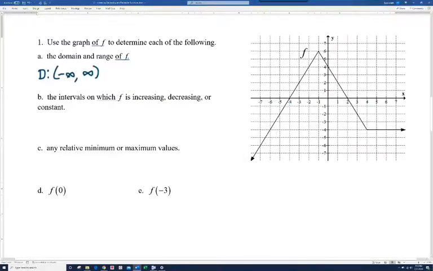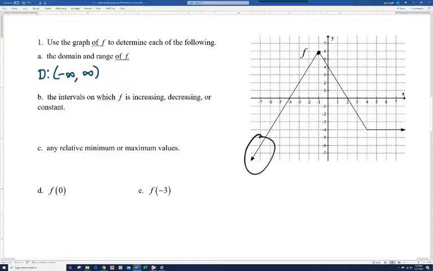What about our range? Now remember with range, with domain we were going left to right because we were moving along the x-axis from the lowest to the highest values. And so the same thing's true with range, except for now we're looking at y values. So we'll go from the lowest point to the highest point, and now we're looking at y values.